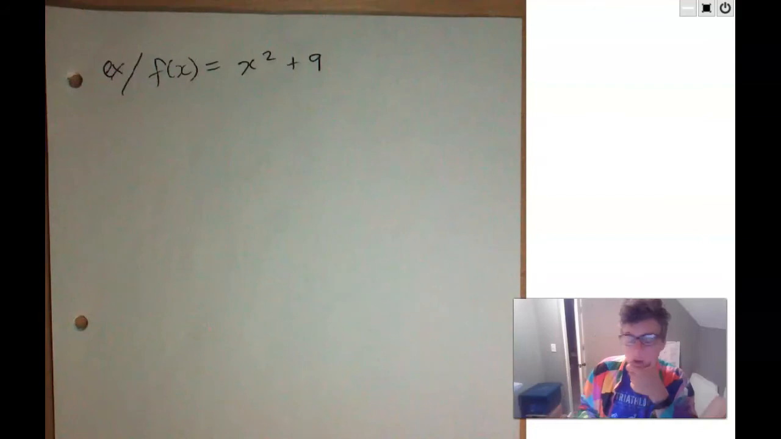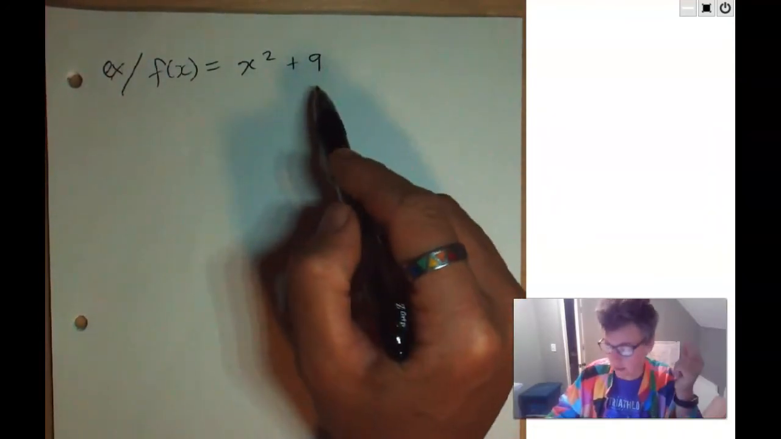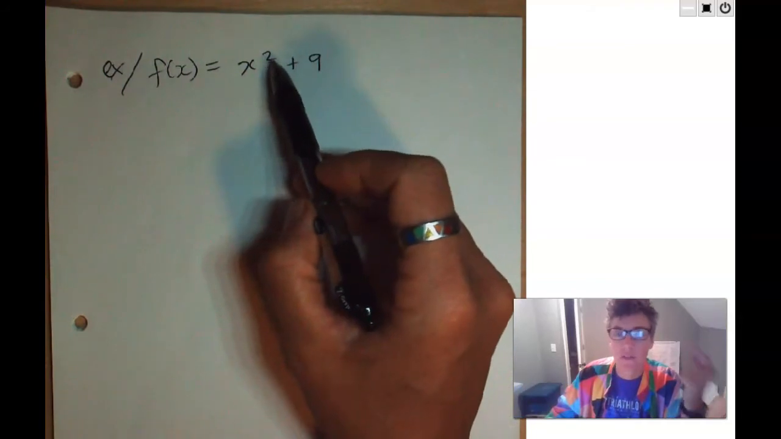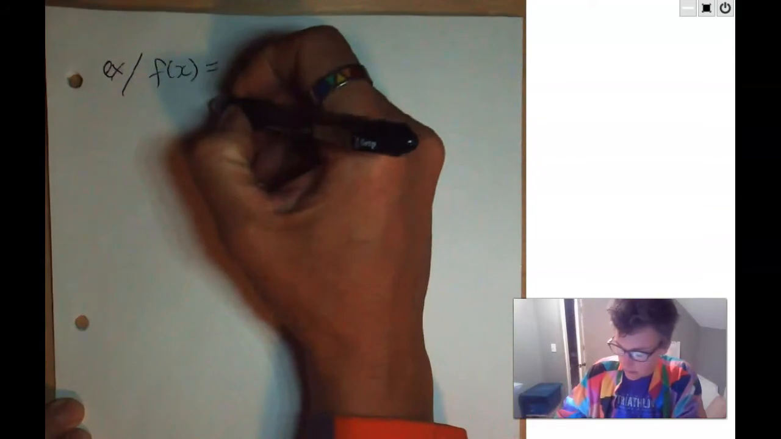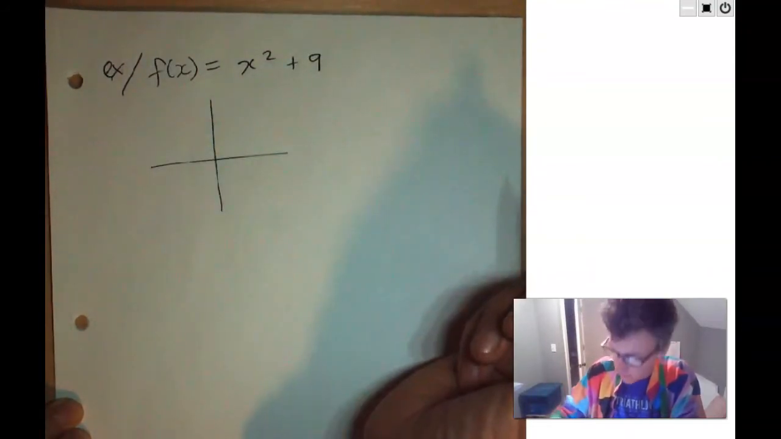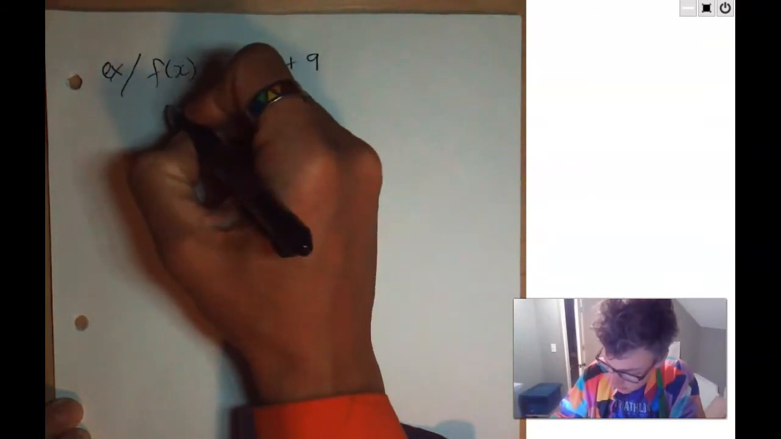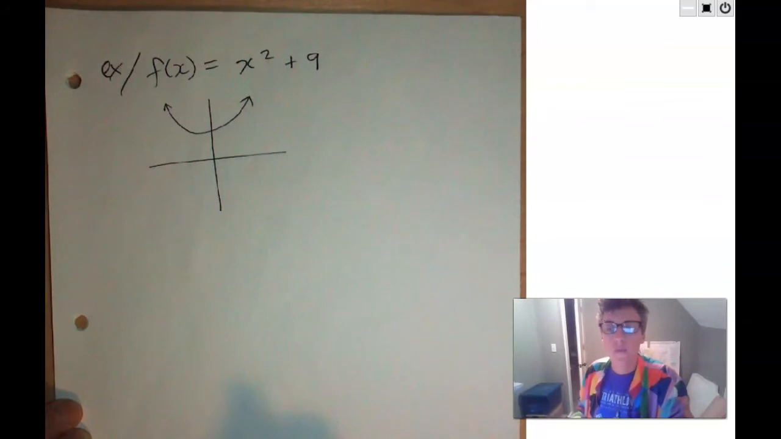Alright, let's say we have f of x equals x squared plus 9. Alright, I got it. This is a degree 2 polynomial. It's going to have 2 roots. Well, if we graph this, it's going to look like this, which would apparently have no roots.